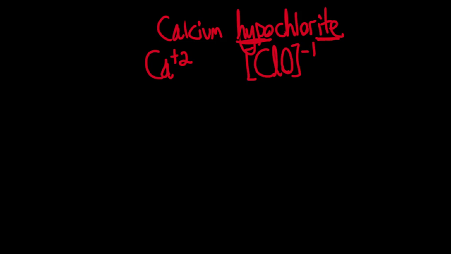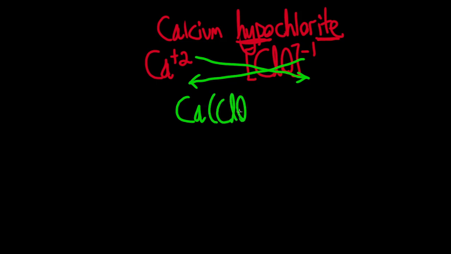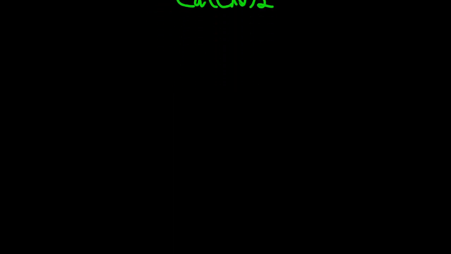So I can come in here and crisscross, and I get Ca(ClO)2 as calcium hypochlorite, otherwise known as pool shock. Okay, a couple more examples.